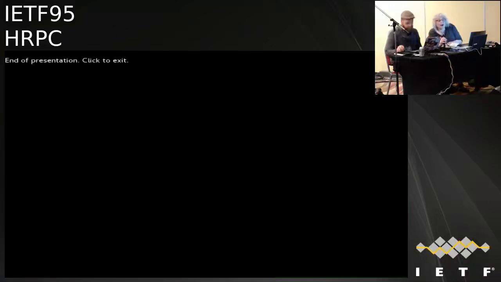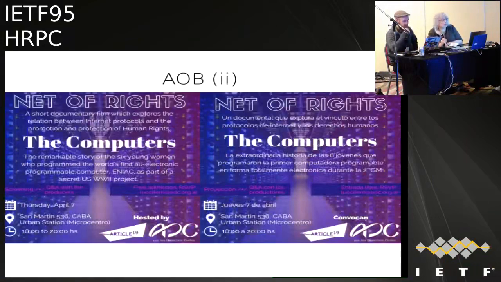A quick comment on the movie The Computers. I saw an early version of it, and it really is quite a fine movie. It's really quite a good thing to see, and I want my grandmother, my daughter, just about everybody I know to see it. So it's really quite a good movie. And I think also men should see it.